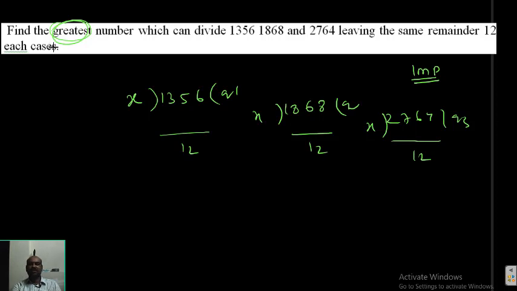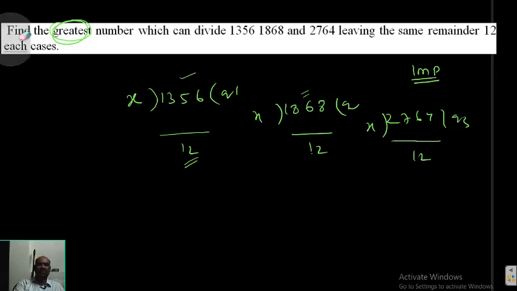So again listen to the question, students. Let the required number be x. What the question is saying is that when we divide 1356, 1868 and 2764 by x, it leaves the same remainder 12. Means 1356 divided by x should give remainder 12 only, 1868 divided by x should give remainder 12 only, 2764 divided by x gives remainder 12 only. Such greatest x you want to find.